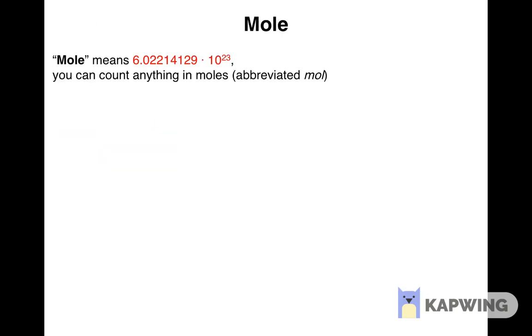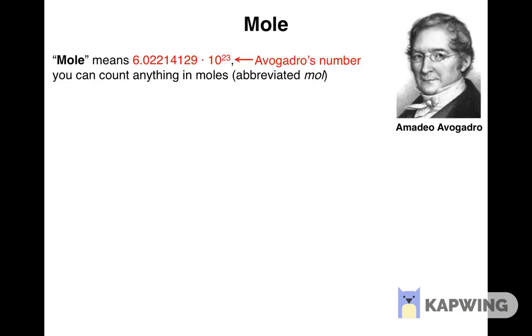is the mole. 1 mole is defined as 6.02214129 times 10 to the 23rd power objects. The number of items in a mole is known as Avogadro's number, in honor of Italian physicist Amedeo Avogadro.